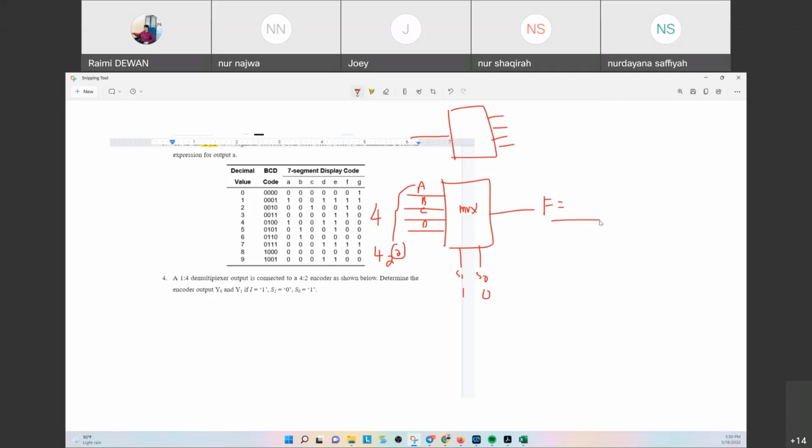Nadira, Atila, 1. Okay, how about the rest? Only 2. How about the rest? Don't look at the module, don't look at Google, test yourself whether you know or not. If the selector is 1, 0, what is the F? Given input A, B, C, D. How about the rest? If the S1, S0 selector is 1, 0, then what is our output at F?